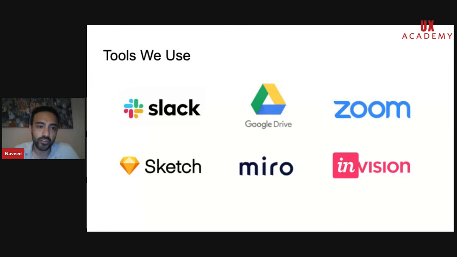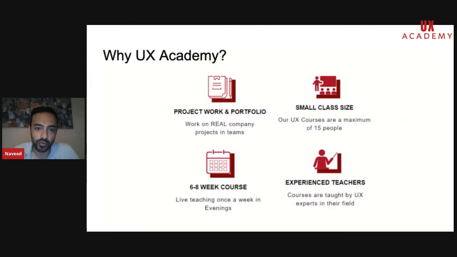And a couple of other things to mention about why UX Academy. We do small classes, so no more than 15 people. And the courses are over 6 to 8 weeks, depending on which course you're taking. And finally, our teachers, which you'll see in a minute, are very experienced, over 7 years of experience in the field.